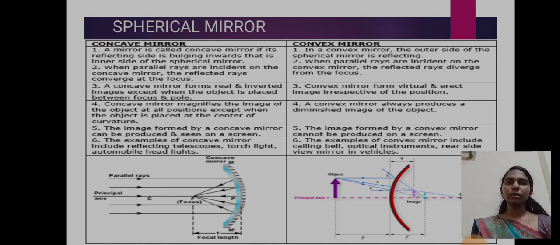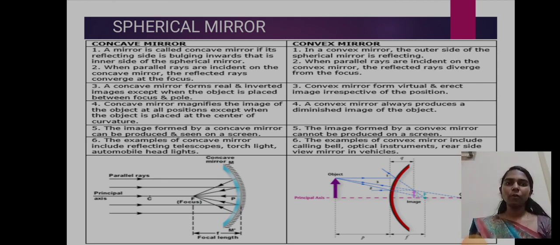Here's the difference between a concave mirror and a convex mirror. A mirror is called a concave mirror if its reflecting side is bulging inwards, while in a convex mirror the outer side is bulged. Here when parallel rays are incident on the concave mirror, the reflected rays converge at the focus. Here when parallel rays are incident on the convex mirror, the reflected rays diverge from the focus.